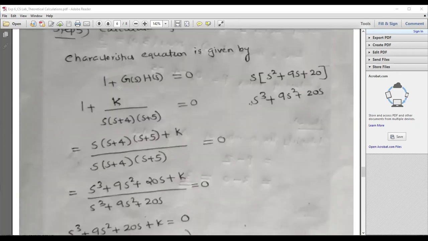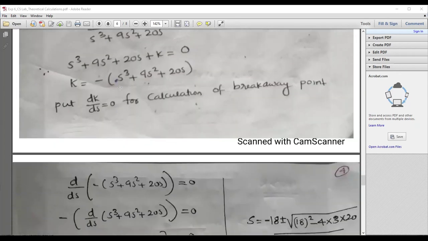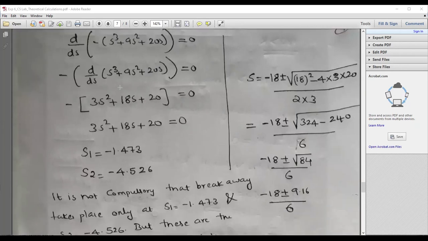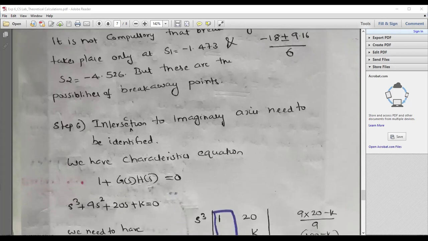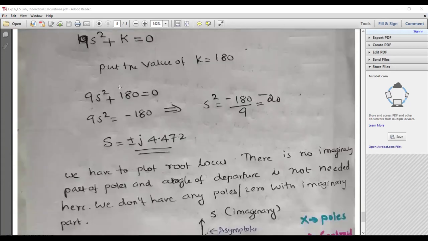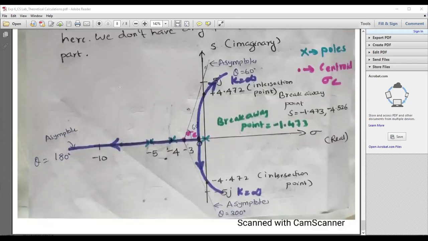You can pause the video and check whether the calculation is correct or not. Some mathematical skill is expected. So if you do it properly, then there is no need to worry. Do the calculation systematically. Ultimately, this plotting has to be done. Okay, that's all. So these are the calculations regarding the root locus.